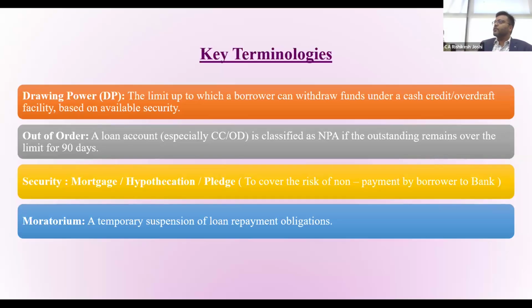Pledge is where typically you are depositing your actual asset with the bank, like a gold loan. So you go, you place your gold jewelry. They will assay it. Assay it means they will look at the purity. They will look at its assessable value, its saleable value. They will assess all of that, and based on that, they will sanction you a particular loan.